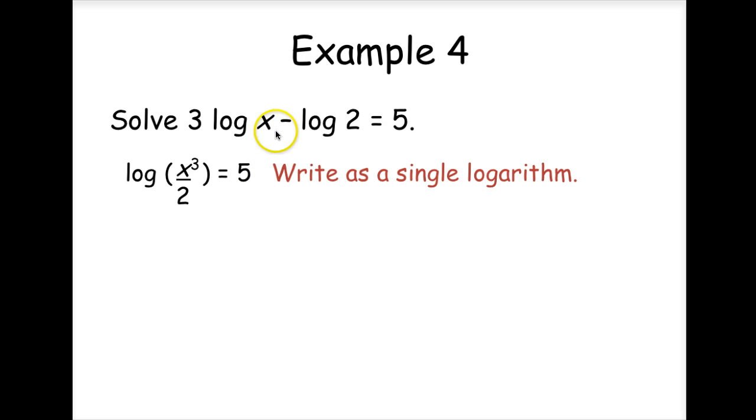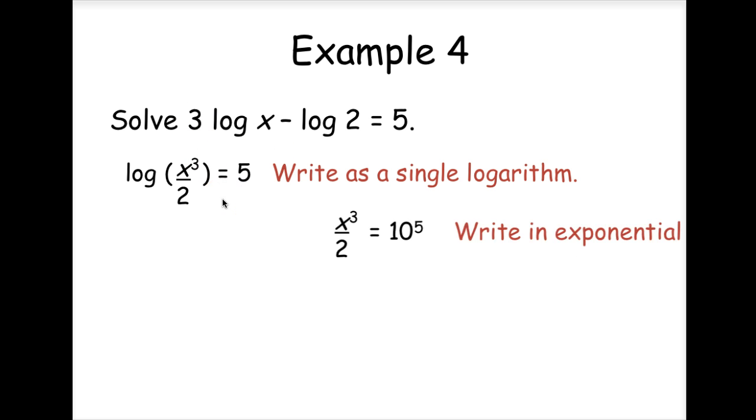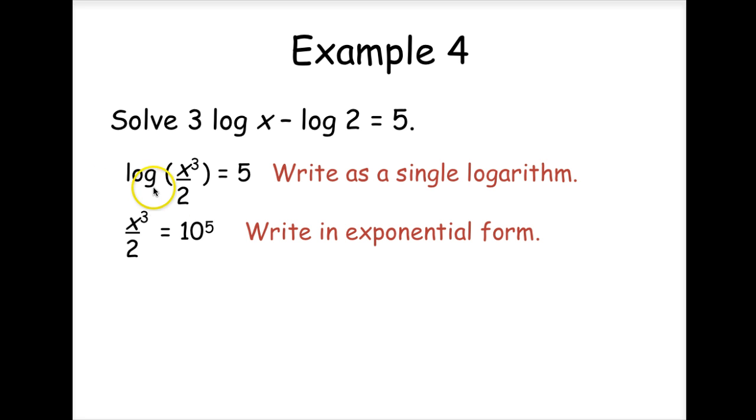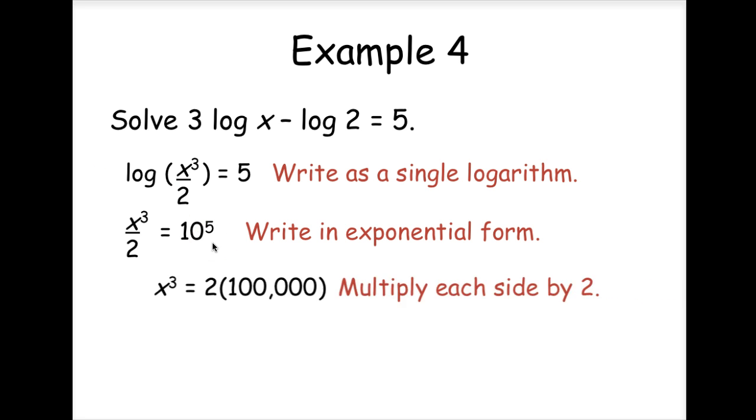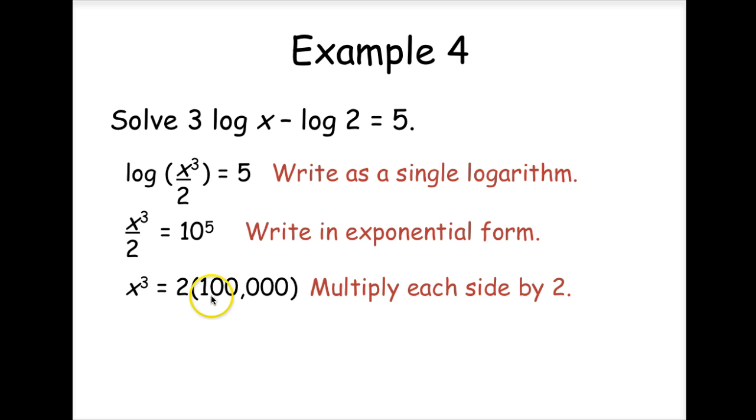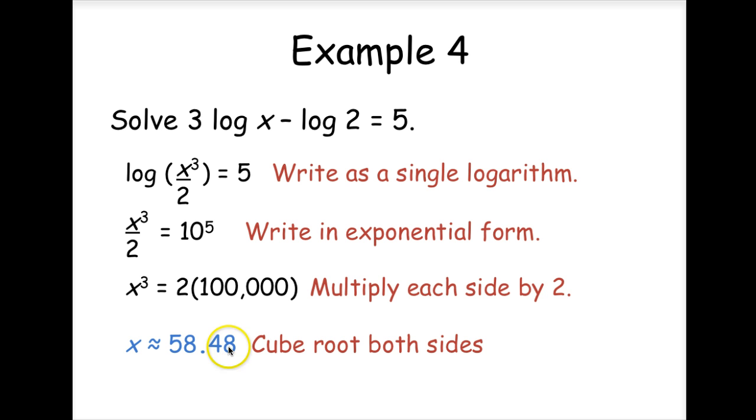This one we are going to have to write as a single logarithm. So it's a subtraction, so we're going to have a division problem using the quotient property and the power property. This will be written as x to the third divided by 2 is equal to 5. We've got x to the third over 2 is equal to 10 to the fifth. Expand it and multiply by 2. Take the cube root of both sides, and it's approximately equal to 58.48. Okay, you're ready to begin practice.